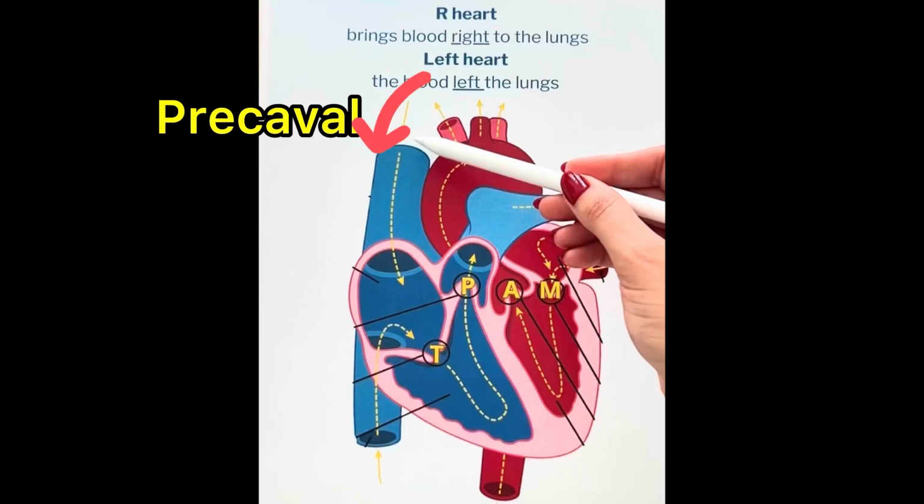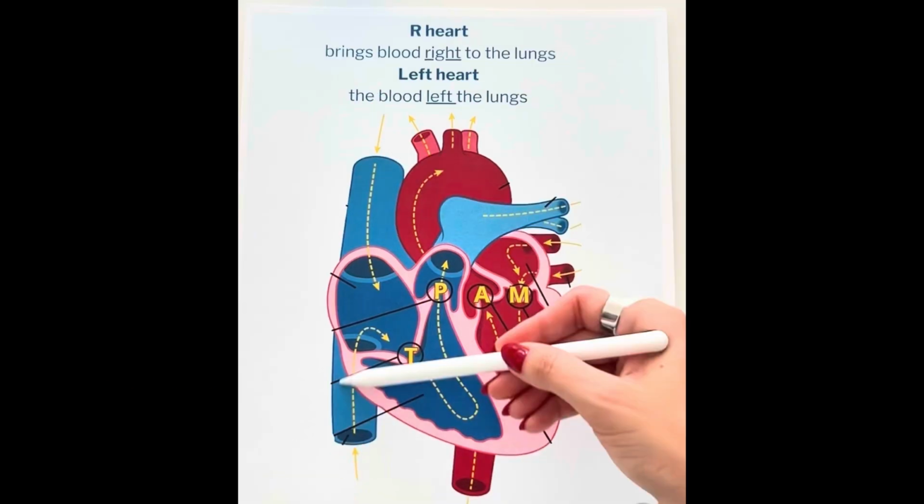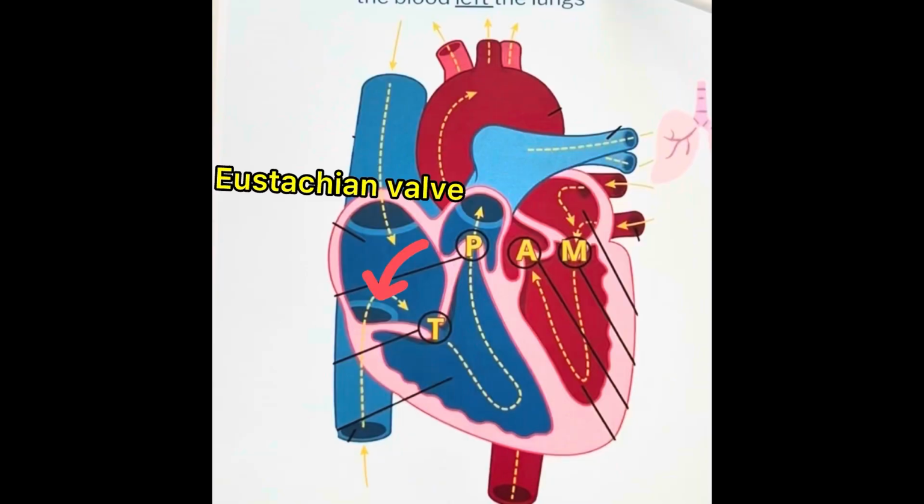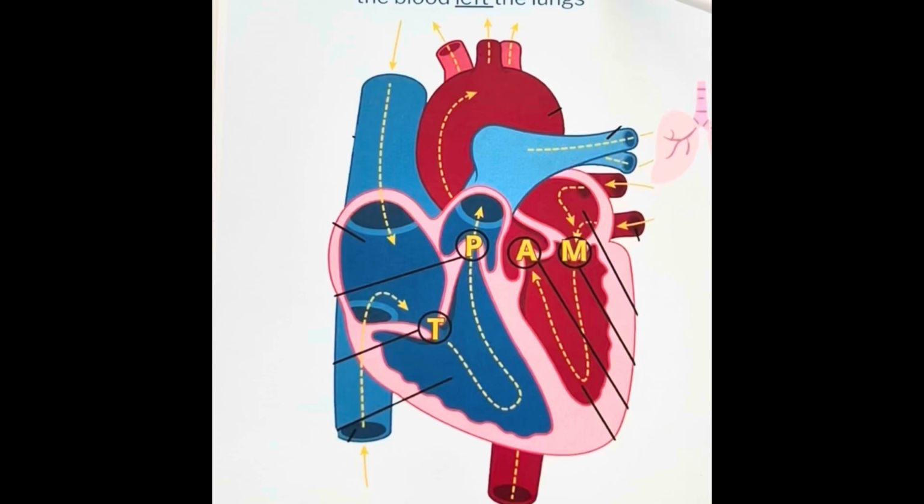that superior vena cava, we call it as a precaval. Then inferior vena cava, we call it as a postcaval. And there is also coronary sinus, which opens into the right atrium. Opening of the postcaval is guarded by a Eustachian valve, while the Thebesian valve guards the opening of coronary sinus into the right atrium. Four pulmonary veins open into the left atrium. These openings are without valves.